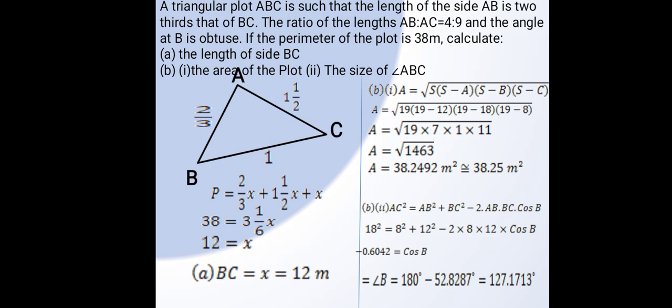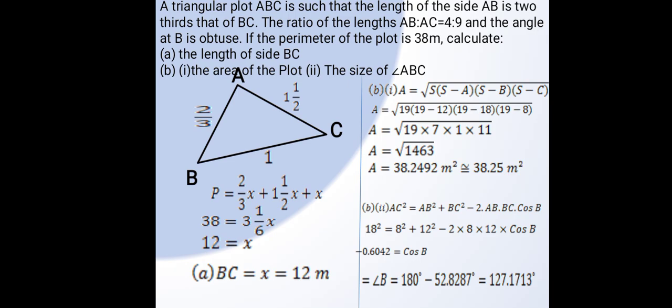So we take the perimeter 38 equals 2 over 3x plus 1.5x plus x. Then we get the value of x is 12 centimeter, which means that BC is 12, and then AC is 1.5 by 12, and AB is 2 over 3 by 12.